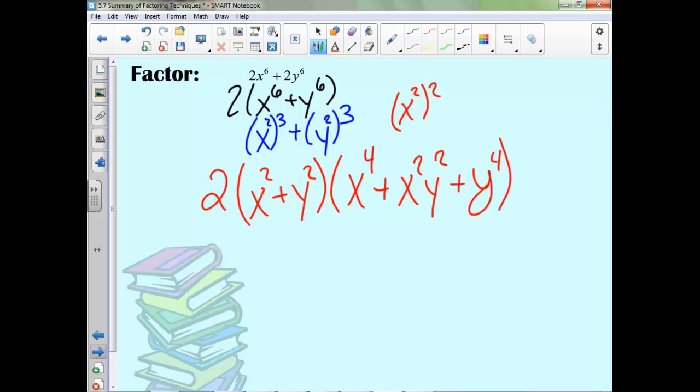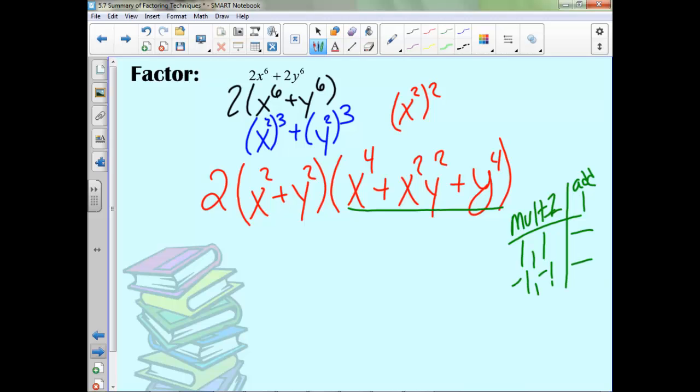And now we want to double check to see if this last part can be factored. So we need to find two numbers that multiply to 1, but also add to 1. And that doesn't work, so we are done here.